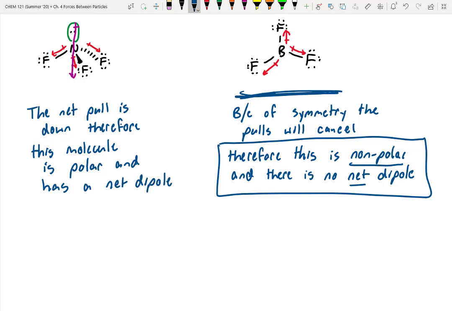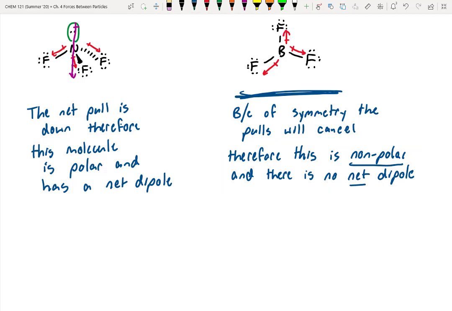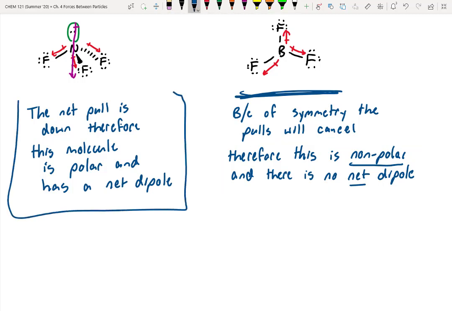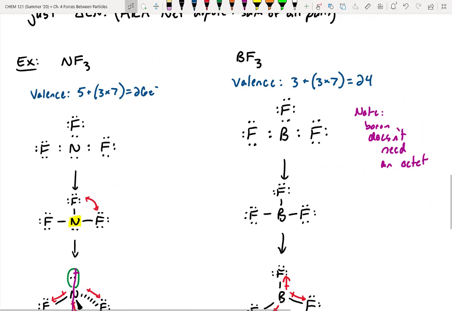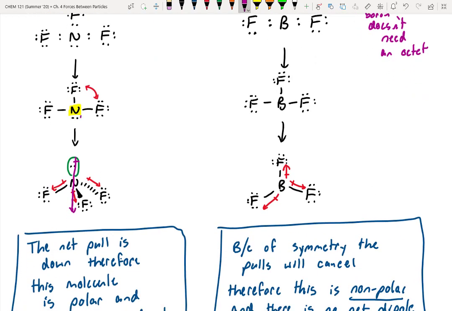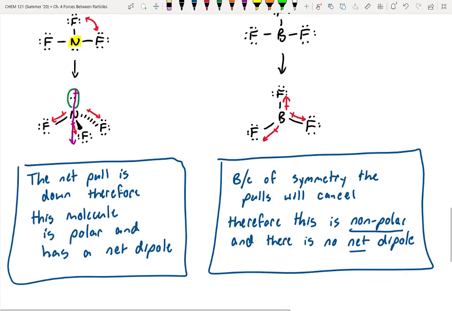So like I said, we can't just immediately look at the formula. We have to take into account the shape. A lot of times students will look at problems like this and they'll say, well, NF3, BF3, they look the same to me. We're just swapping a nitrogen for a boron, but it's this pesky lone pair that changes absolutely everything about the shape for the nitrogen compound. So we have to consider the overall molecular shape before we jump into deciding if a molecule is going to be polar or not. All right, I hope that helps, but let me know if you have any questions.